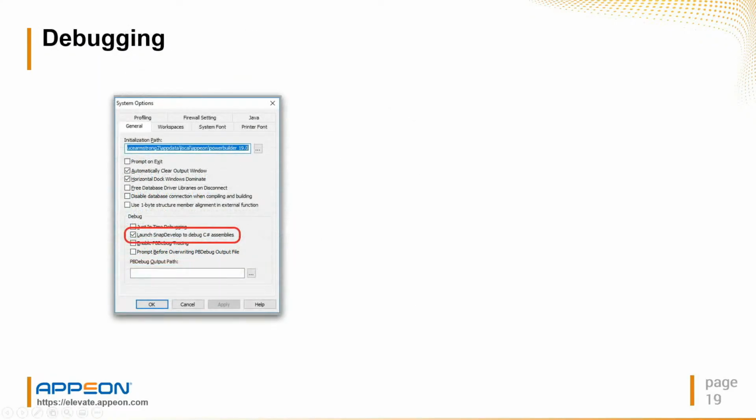Here's debugging. This is a new option in the system options, and if that's checked, it will launch SnapDevelop to allow you to debug your C# assembly that you've imported. Now, in order to do that with a third-party library, you're going to need the debug version of the assembly. So that's something you need to be aware of. If you created it yourself with SnapDevelop, no problem. You already have what you need to debug the assembly.